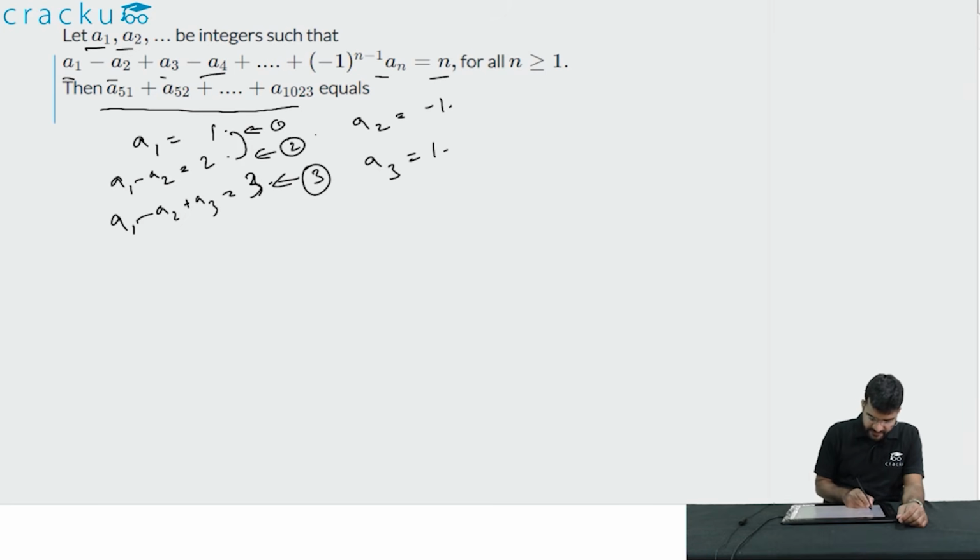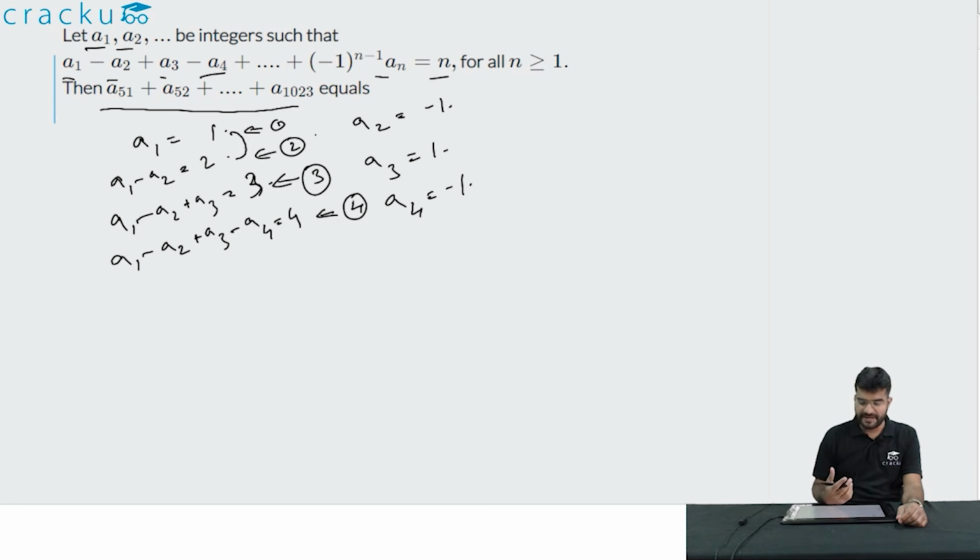You can continue doing this forward. So for example, a1 minus a2 plus a3 minus a4 is equal to 4. This is the fourth equation. So if you subtract the fourth equation from the third equation, you will get that a4 is equal to minus 1. So you can see a very clear pattern. The pattern is that all the odd numbers, that is a1, a3, a5 and so on, are equal to 1, while all the even numbers, that is a2, a4, a6 and so on, are equal to minus 1.